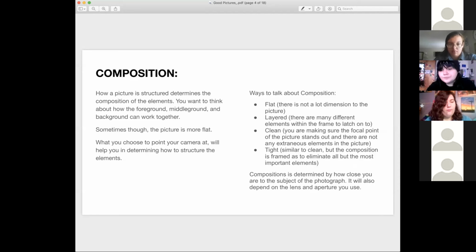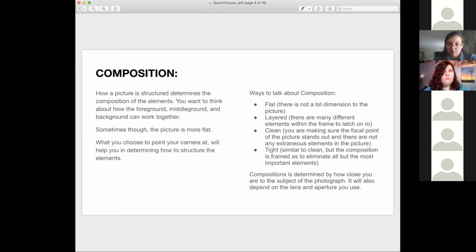Sometimes though, you have a picture that's flat. There's no depth really in it. It's all one level. And so what you choose to point your camera at will help you determine how to structure those elements. So depending on what you take a picture of depends on if you want to show a foreground, middle ground, and a background. A flat image has no dimension in the picture. A layered image has many different elements to show many different frames or levels for the image to latch onto.